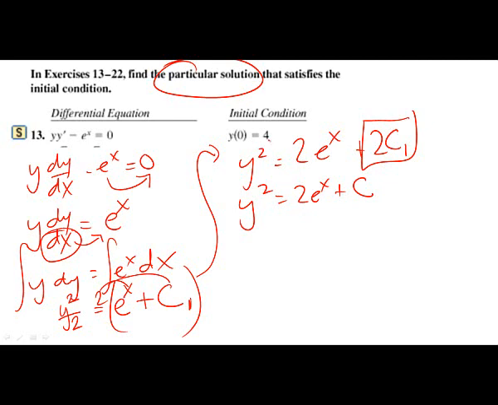All right, so what I'm going to do now is plug in this initial condition. So what's going in for the y? Careful. 4, right? That's your y. Your x is always in parentheses. So what's 4 squared?